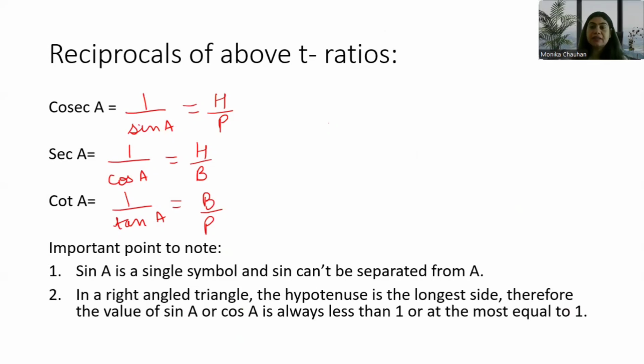Now, next is in a right angle triangle, the hypotenuse is the longest side that we know. Therefore, the value of sine A and cos A is always less than 1 or at most equal to 1.